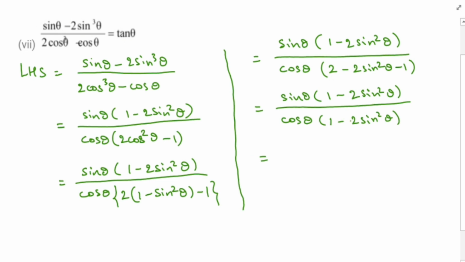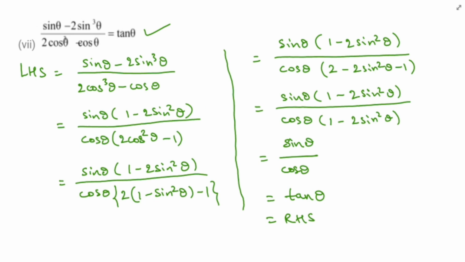1 minus 2 sin square theta divided by 1 minus 2 sin square theta cancels. Remaining is sin theta in the numerator and cos theta in the denominator. Sin theta divided by cos theta is tan theta, which equals the RHS. Question number 8.